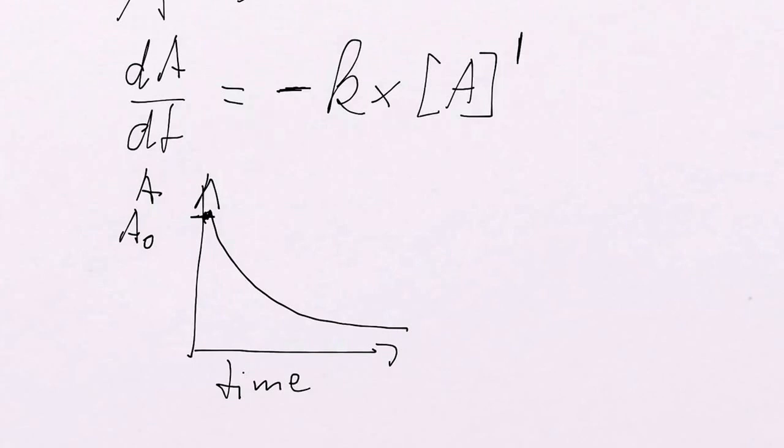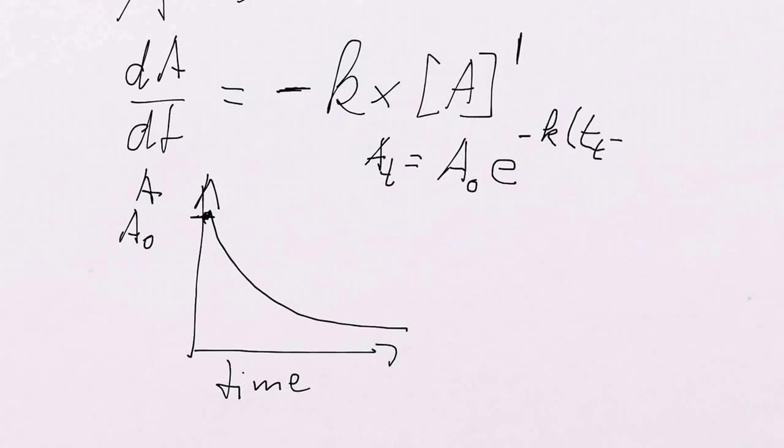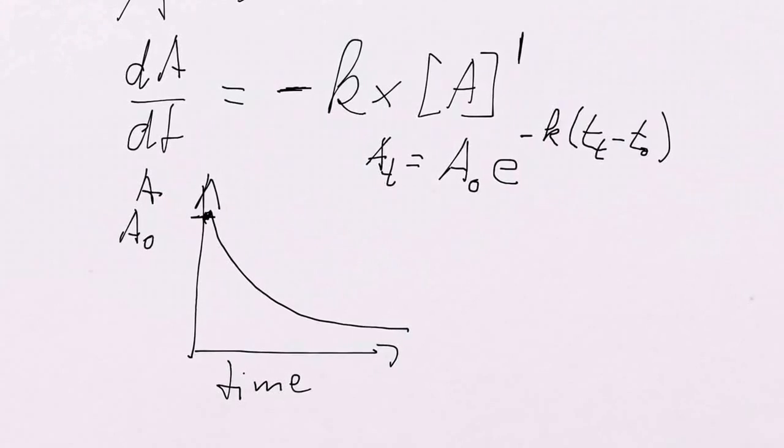We also came up with an equation to describe this curve and this first order reaction, where we said A(t) at a certain time equals, what do I have to write? A0 times e to the power of minus k times (t minus t0). Exactly. And that basically describes this reaction.